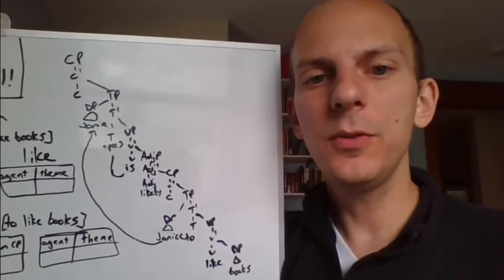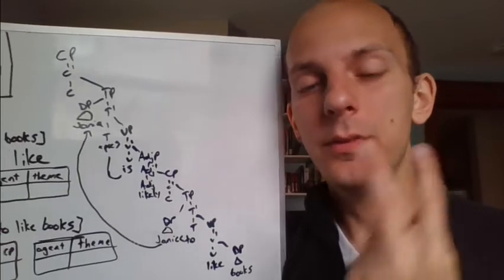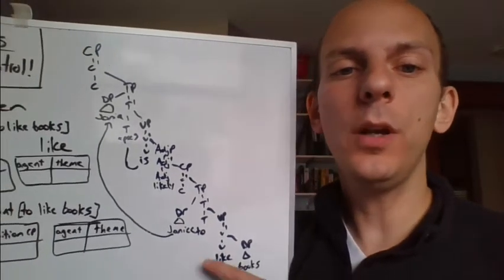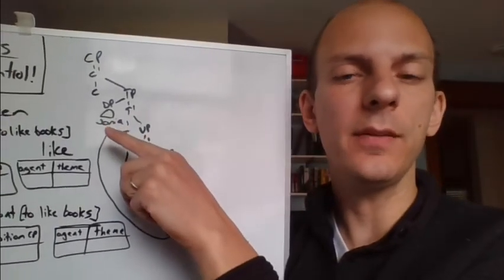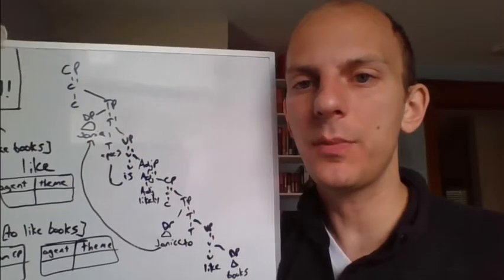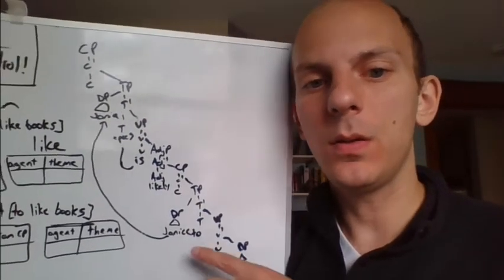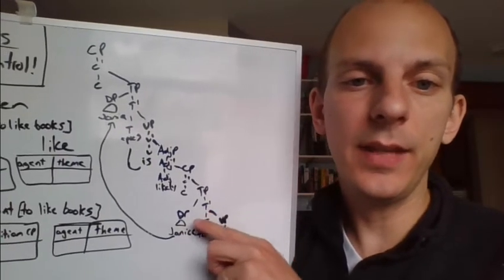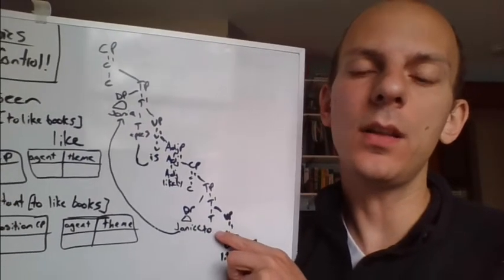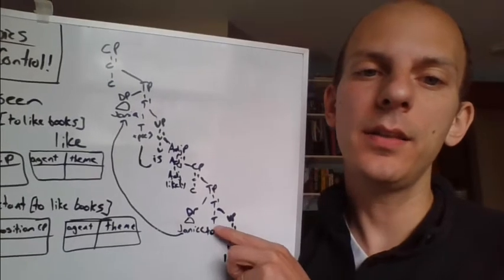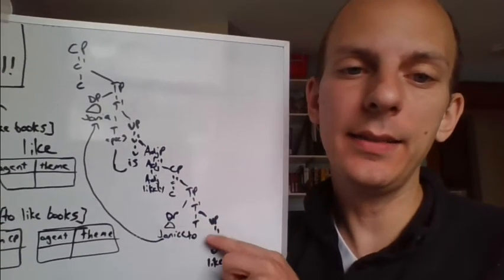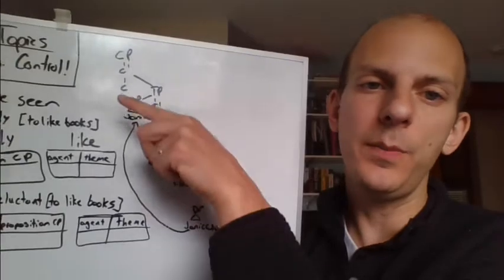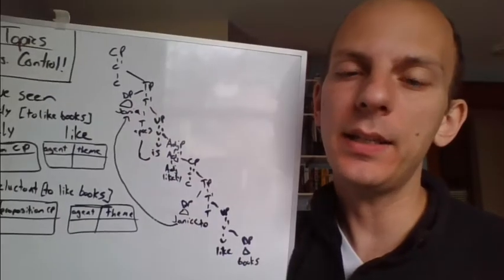Why does Janus have to move out? Two reasons. One reason is to satisfy the EPP of this higher clause. There's nothing in the subject position, and that's not cool, so we have to fix that. The other reason is that it can't receive case here from this non-finite lower clause, this non-finite embedded clause. It needs case, and it can't get it from this non-finite clause. So it moves up to here where it can actually get case.